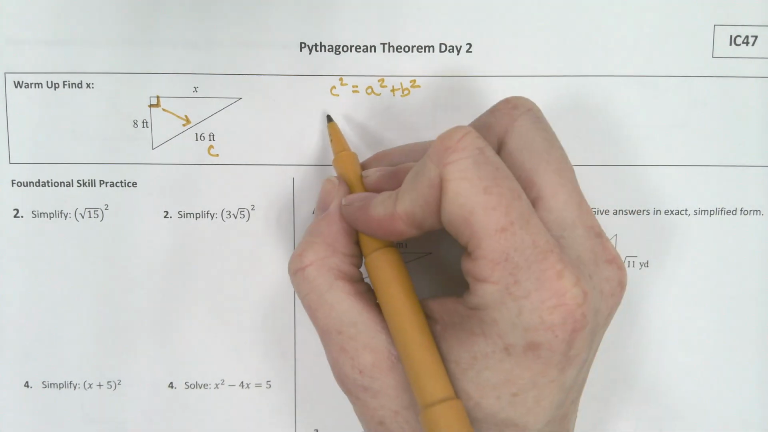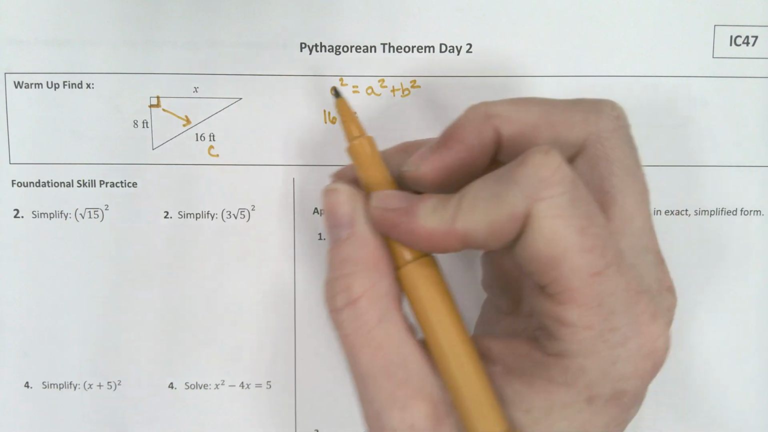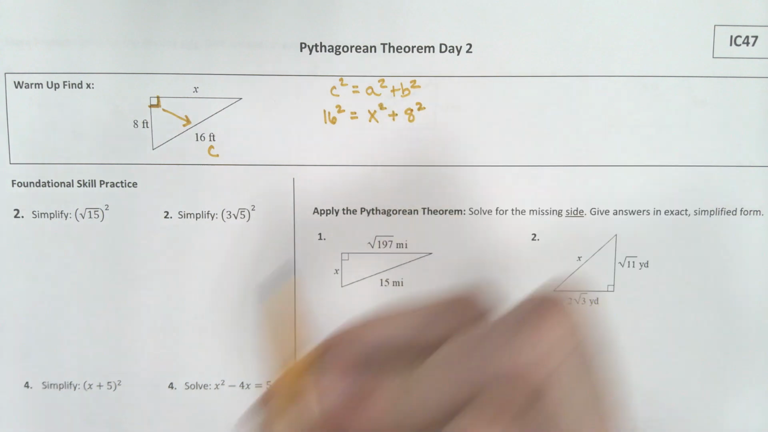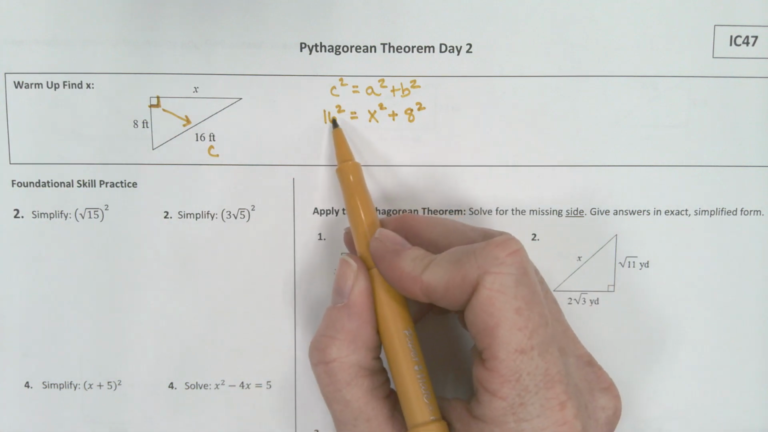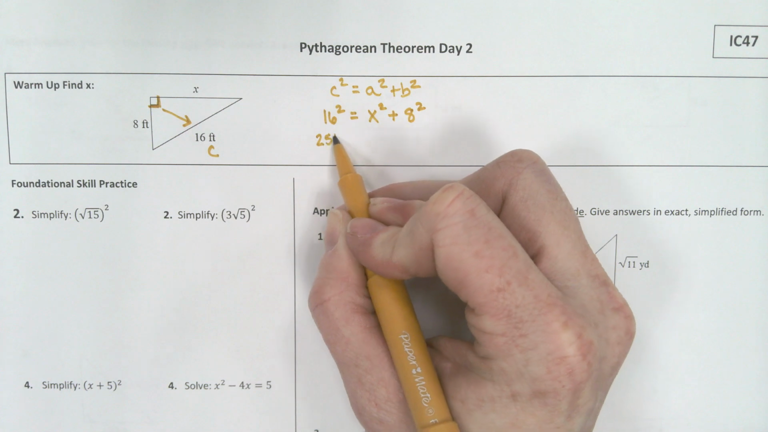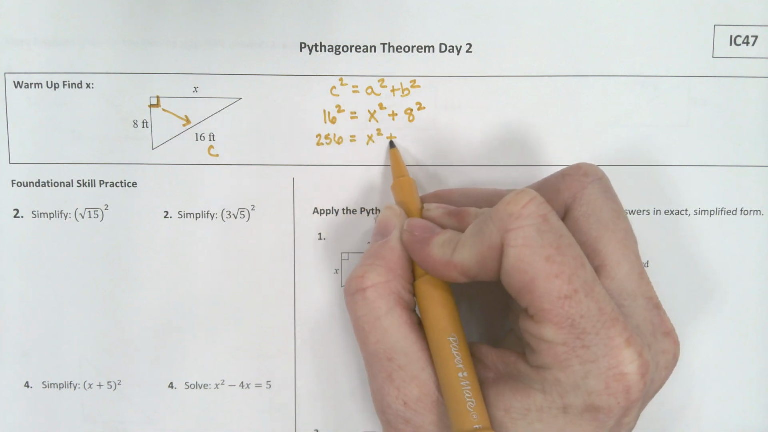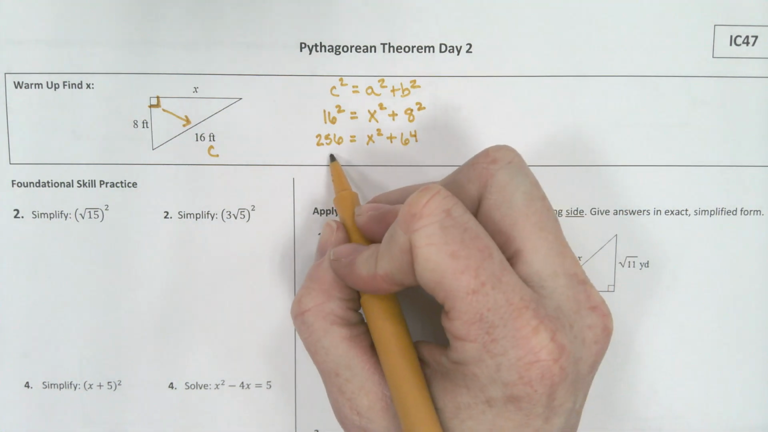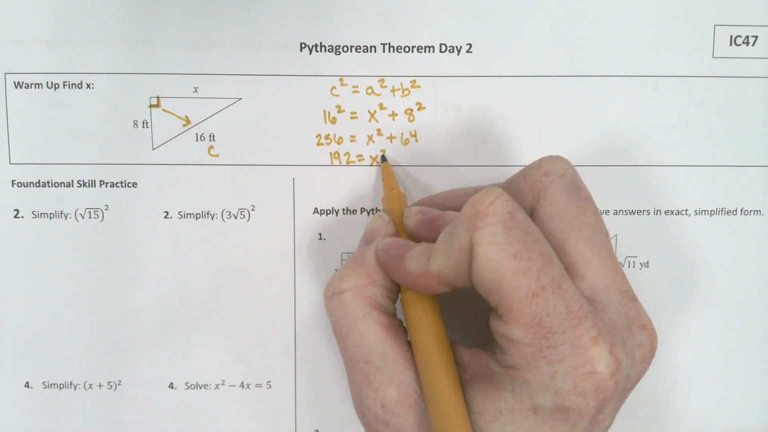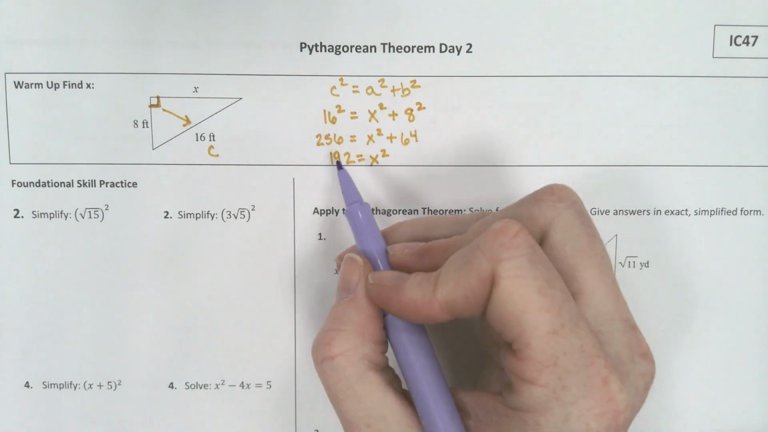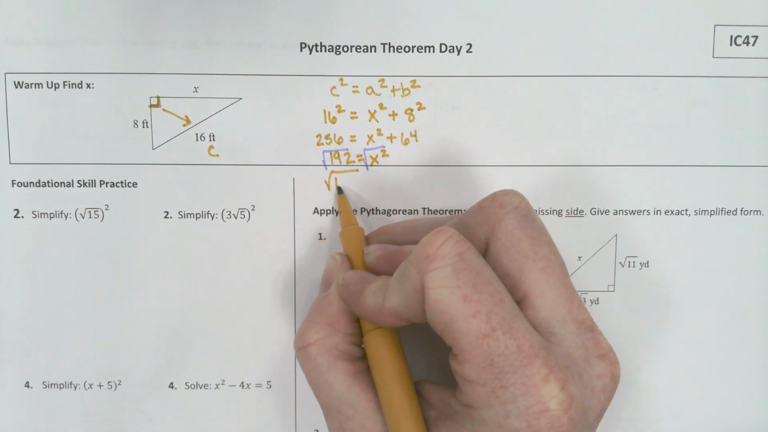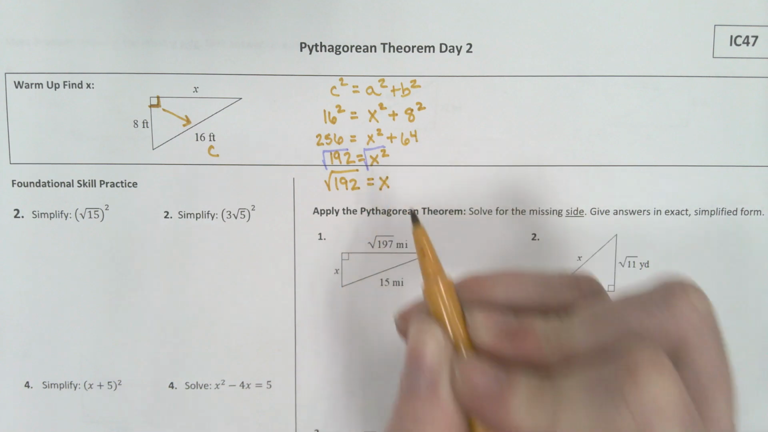And so for this equation, it's going to end up looking like 16 squared equals, either of these can be a, so I'm going to choose x squared plus 8 squared. Next up, we're going to simplify our exponents. 16 squared is 256, x squared is x squared, and 8 squared is 64. For this equation, we need to subtract, so 256 minus 64 gives us 192 equal to x squared. And then remember, to get rid of that exponent, we're going to square root both sides. And that brings us to the point where root 192 equals x.